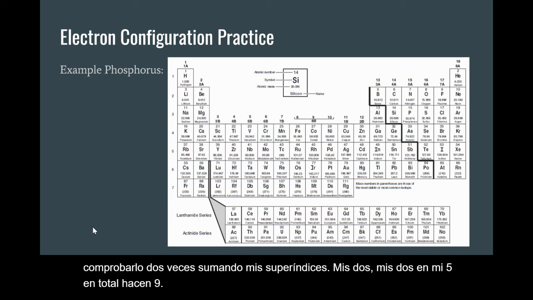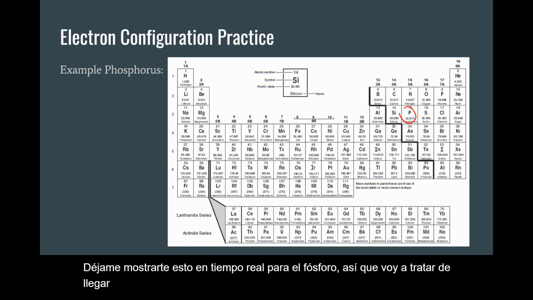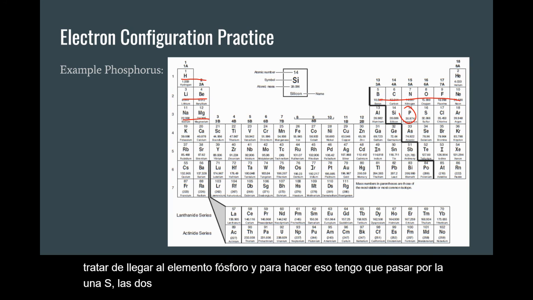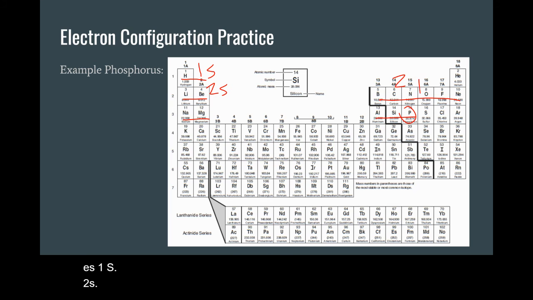Now, let me show you this in real time for phosphorus. I'm going to try to get to the element phosphorus. To do that, I have to go through the 1s, the 2s, the 2p, the 3s, and the 3p. I'm going to label those. So this is 1s, 2s, 2p, 3s, and 3p.